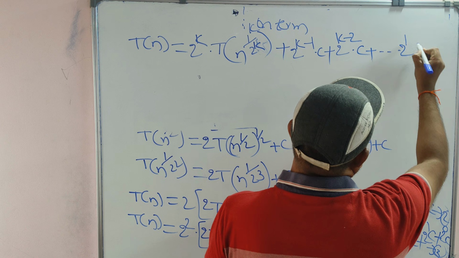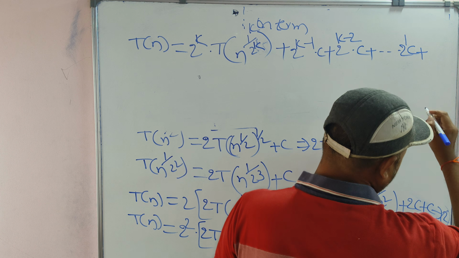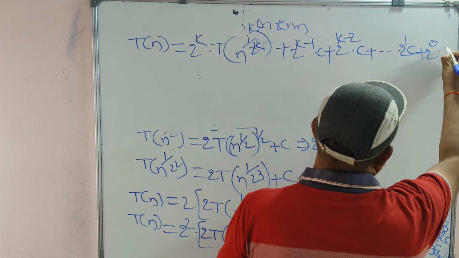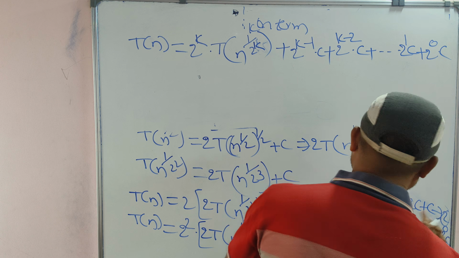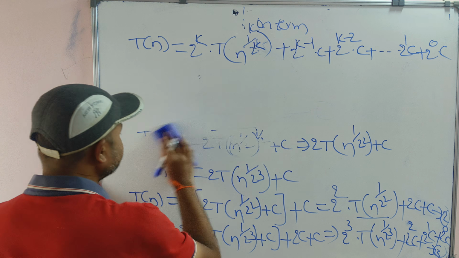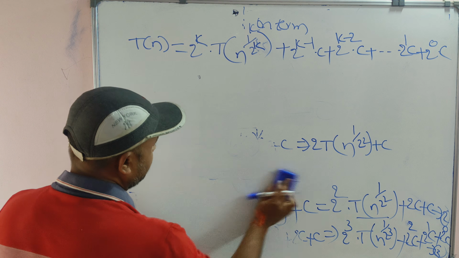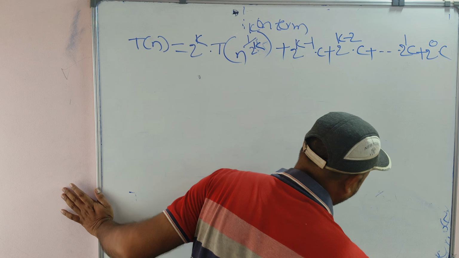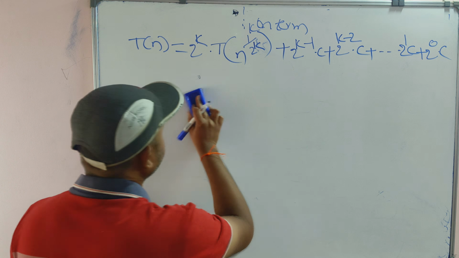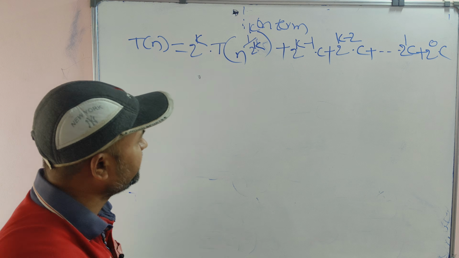We have 2 power 1 into C plus 2 power 0 into C. So this is nothing but the T of nth term, kth term equation. This is T of n.